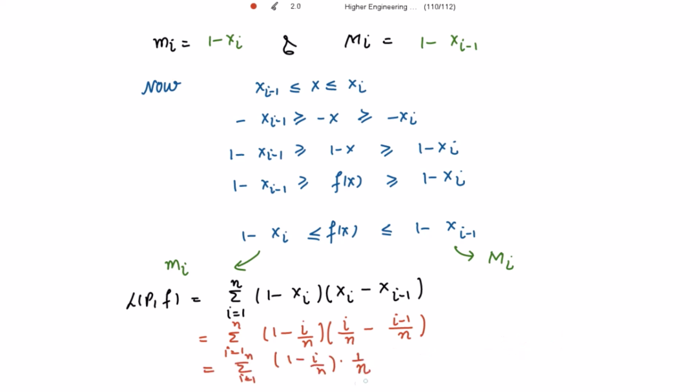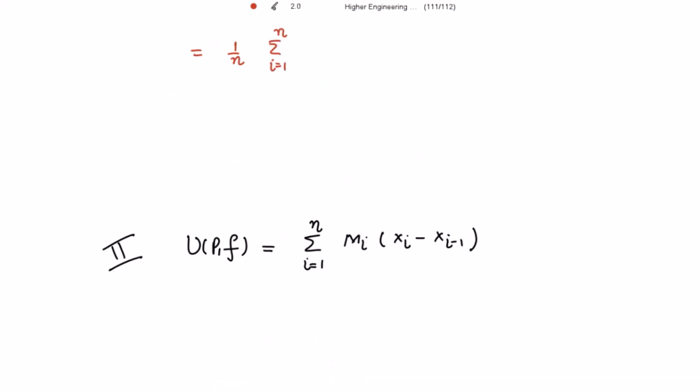Taking this 1/n outside of the summation, the summation is on (1 minus i/n). So this is equal to 1/n, alright. Put i equal to 1 over here, we get 1 minus 1/n, plus put i equal to 2, likewise 1 minus 2/n, and so on up to 1 minus n/n.